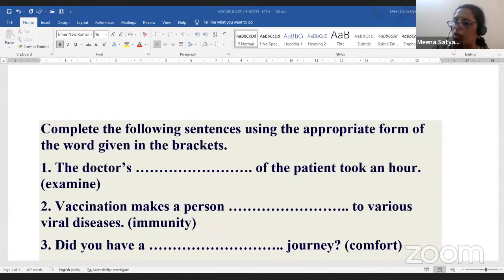So based on that part, I have given you the vocabulary exercises. I shall be doing it with you. Now let's erase this and go back to the exercises.